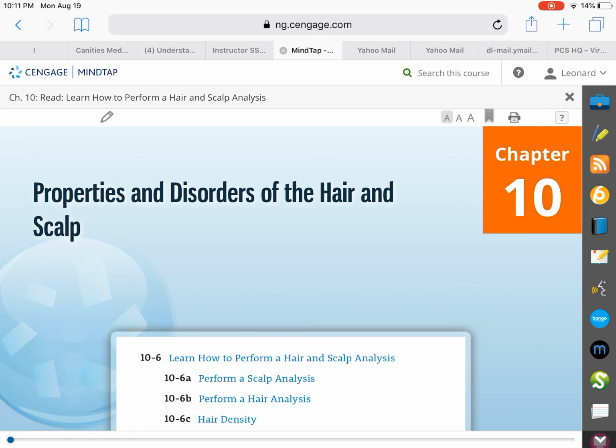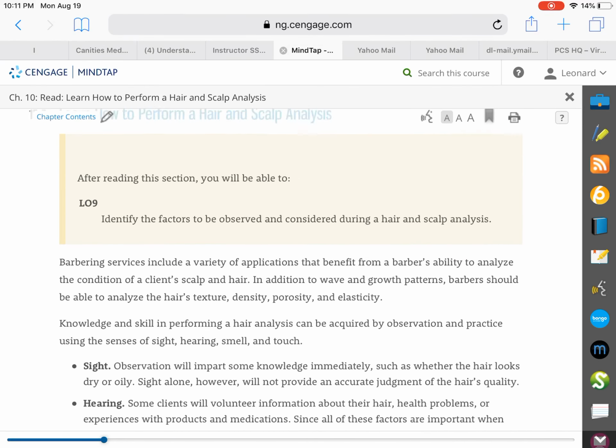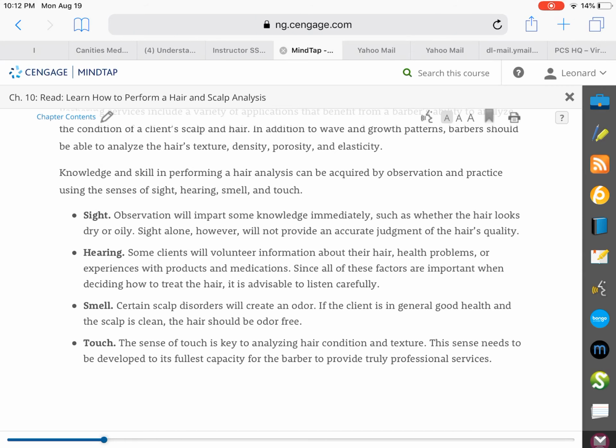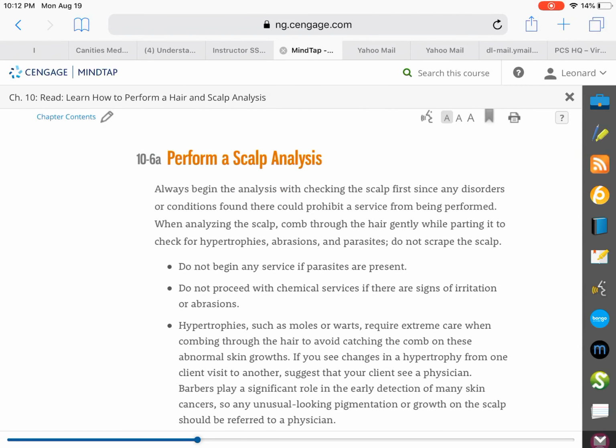Sight. Why do you need sight? Observation will impart some knowledge immediately, such as whether the hair looks dry or oily. Hearing. Talk to your client. Smell. Certain scalp disorders will create an odor. And touch. You must have a touch to analyze the condition and the texture.